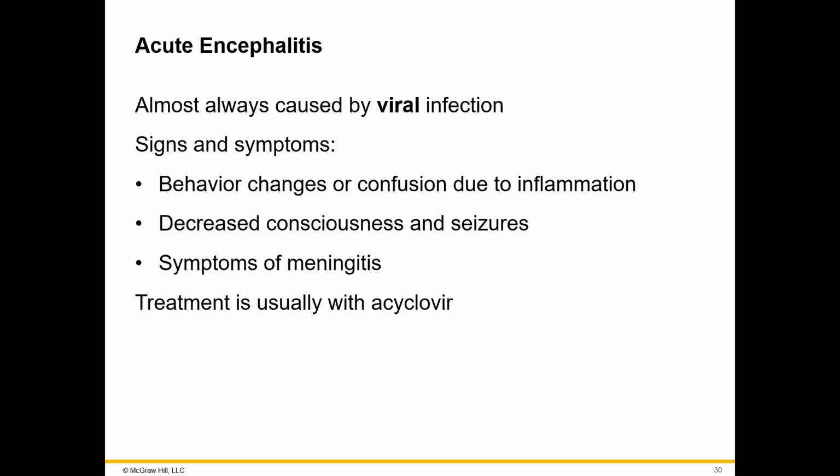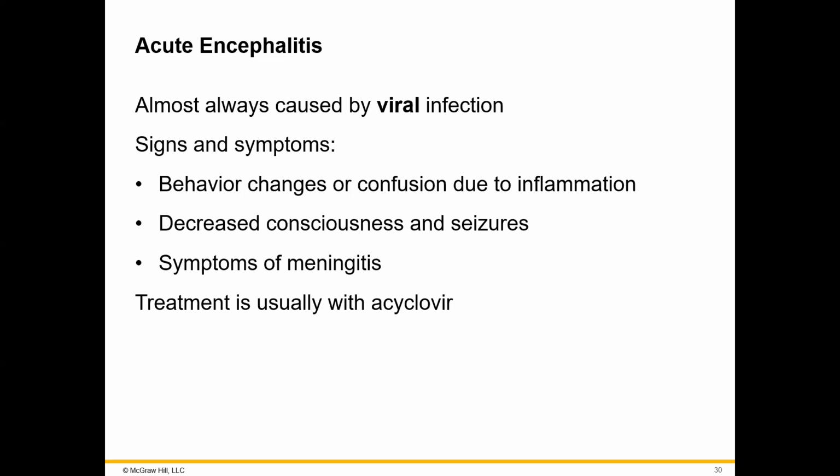Acute encephalitis. So moving into encephalitis, it can involve meningitis, but the pronounced aspect here is going to be the brain inflammation, all right? So it's almost always caused by viruses. Signs and symptoms, you're usually going to have neurological effects in the brain. So you'll have behavior changes, confusion, decreased consciousness, seizures, and you might have symptoms of meningitis as well on top of these things, but it will be pronounced by the effects of the encephalitis.